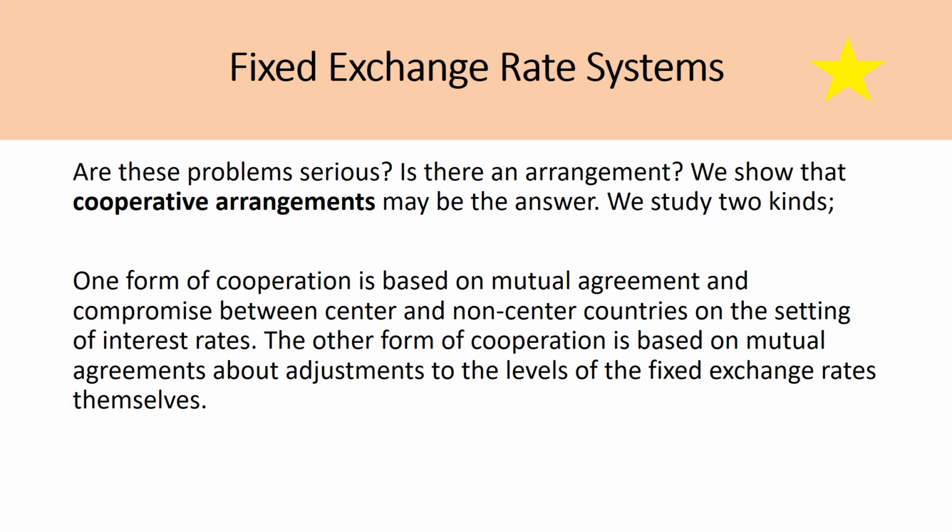Now, are these serious problems? This is probably a section that you want to go through a little bit slowly, but there are cooperative agreements that may be the answer to the whole conflict of what if they deviate away from the plan and we're forced to stick with that and end up in a bad situation. Well, one form of cooperation is based on mutual agreement and compromise between center and non-center countries on the setting of interest rates. The other form of cooperation is based on mutual agreements about adjustments to the level of fixed exchange rates themselves.